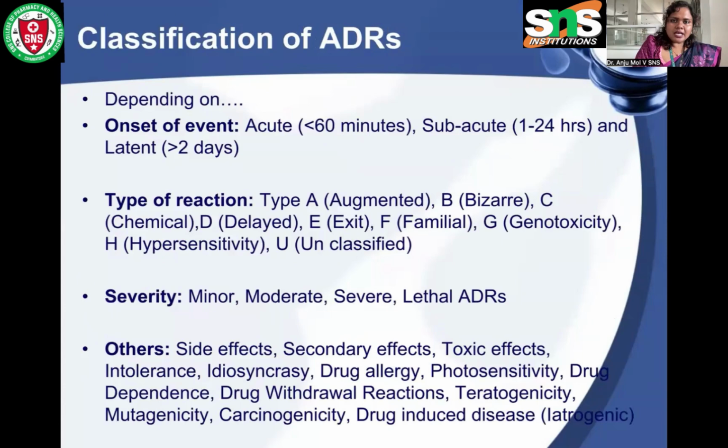See, we can classify ADR based on its onset of event, types of reaction, severity, and some other classifications also. So first one is onset of event. It can be classified into three. First one is acute, that is less than 30 minutes, subacute, that is 1 to 24 hours, and the latent is greater than 2 days.